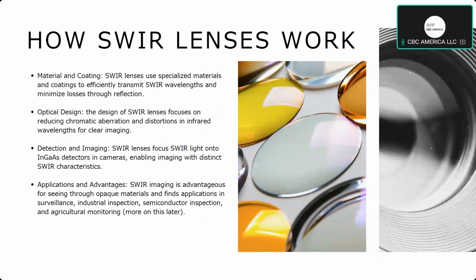Now we're going to talk about how SWIR lenses work. SWIR lenses use specialized materials and coatings to effectively transmit that SWIR wavelength, the 900 nanometer to 1700 nanometer. The optical design of SWIR lenses focuses on reducing chromatic aberration and other distortions in infrared wavelengths for clear imaging.